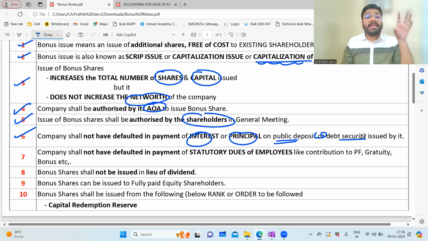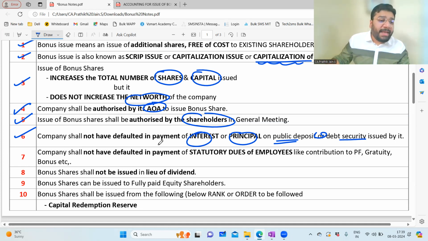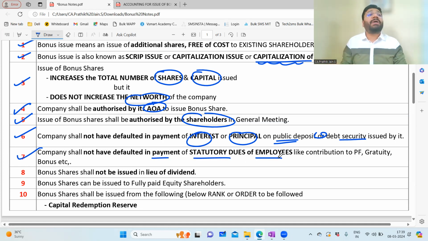On that, if there is any interest outstanding and principal outstanding not settled, then without settling that, you cannot issue the bonus shares. So you should not have defaulted or kept any pending payment of the interest and principal. Second, you should not have defaulted on the payment of the statutory dues pertaining to employees.